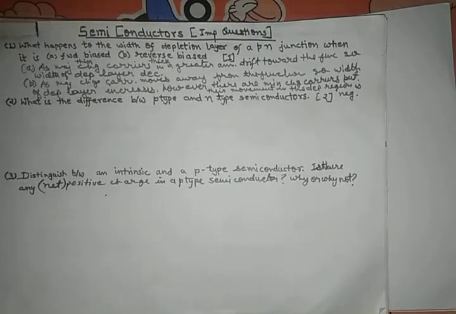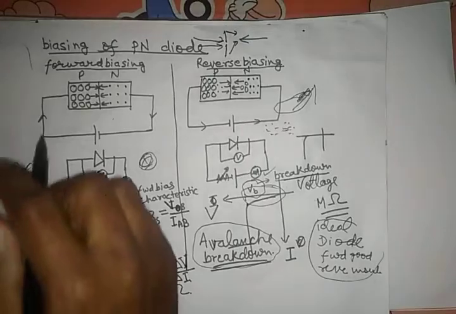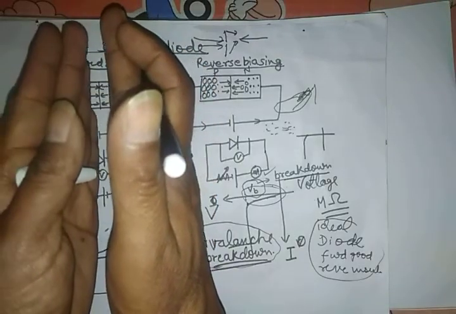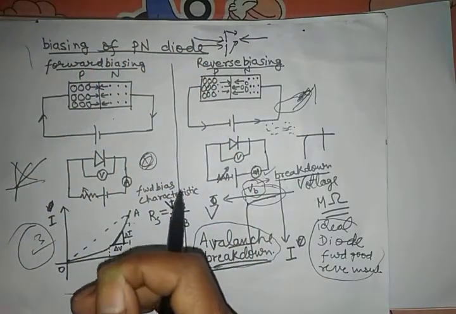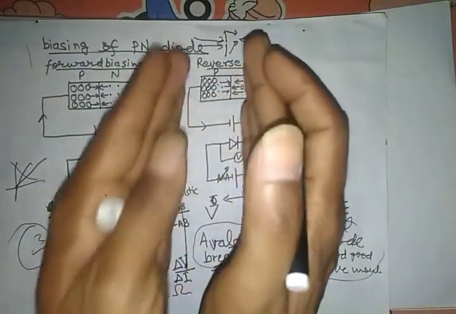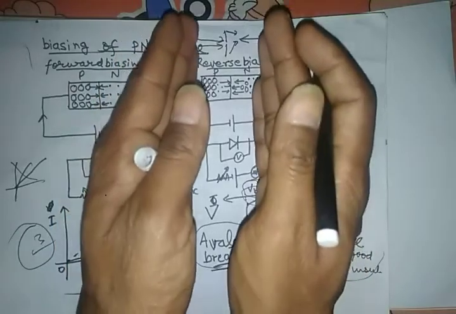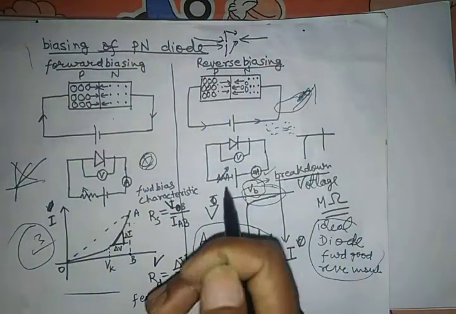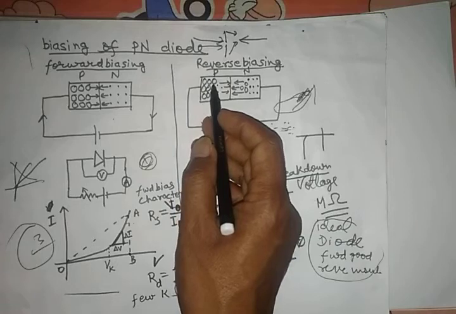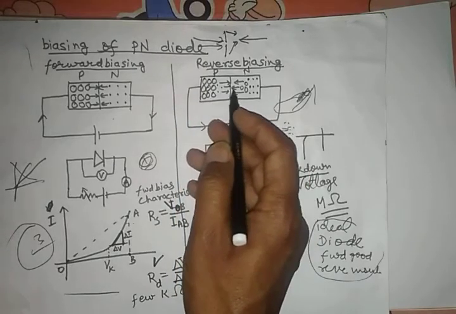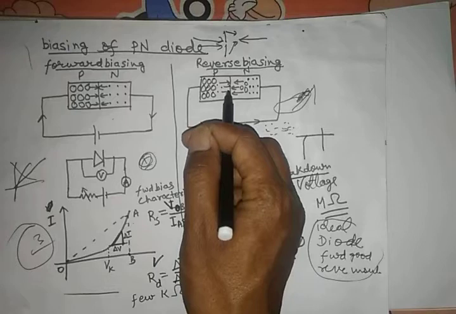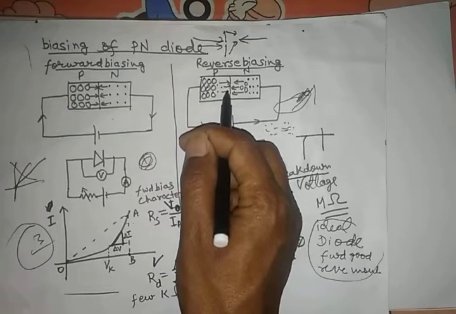So the idea is, majority charge carriers move toward the junction, so the depletion region becomes thinner and the width of the depletion layer decreases. In reverse bias they move away, so that is why the width of the depletion layer increases. These minority charge carriers are moving, but they are very few, so their effect can be neglected.